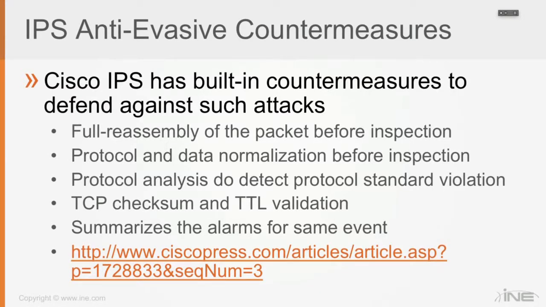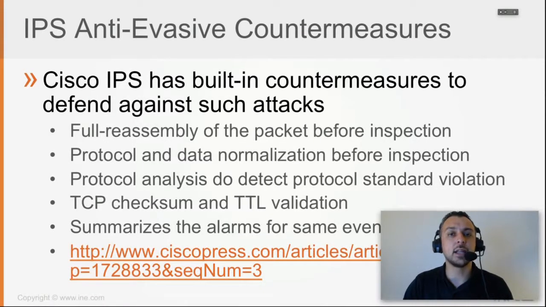To defend against protocol layer bad formatting, we have protocol and data normalization before inspection, and then protocol analysis to detect protocol standard violations. TCP checksum and TTL validation defend against other kinds of attacks with different TTL values in different packets being sent back and forth. An attacker could send the same malicious packet multiple times, but with different TTL values to try and fool the IPS so it is not able to detect that attack in the packet.